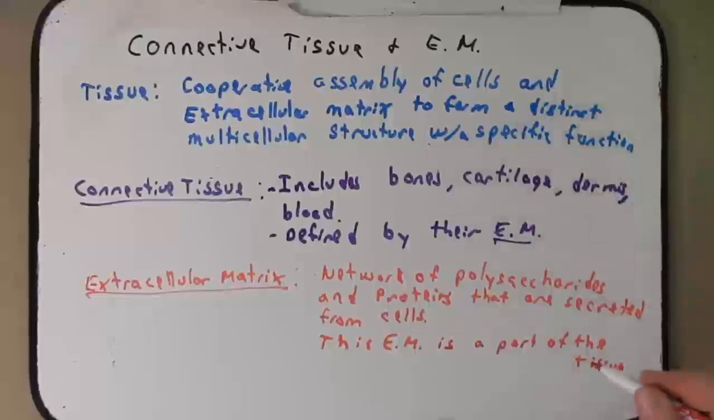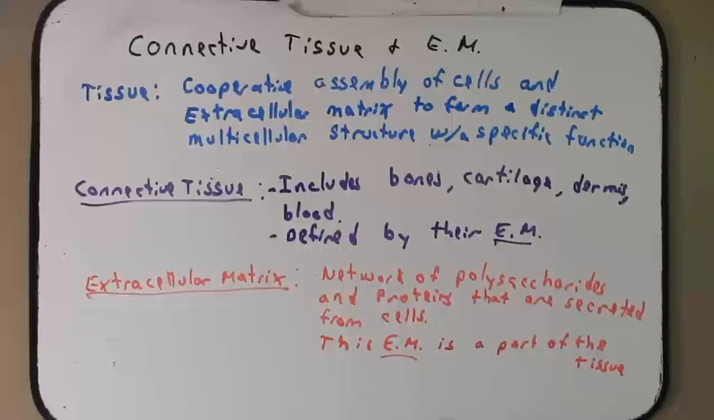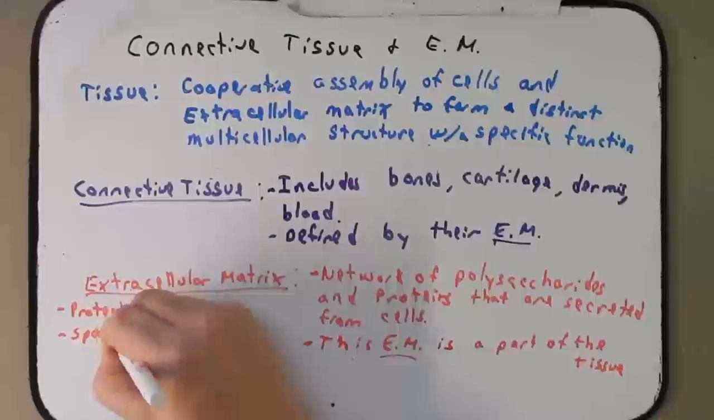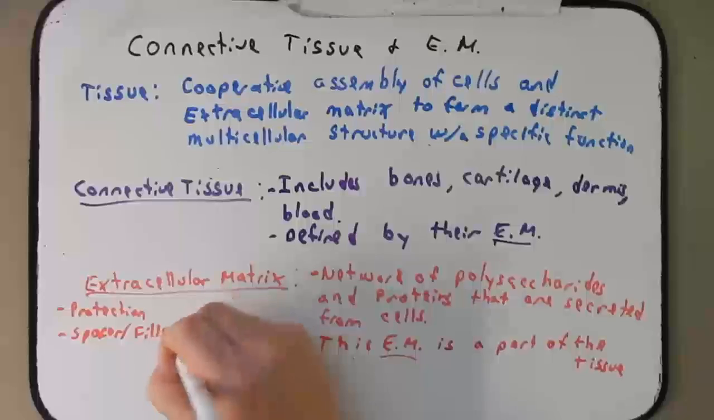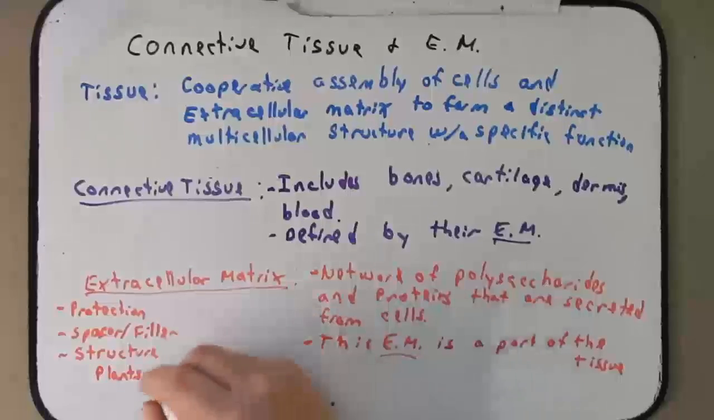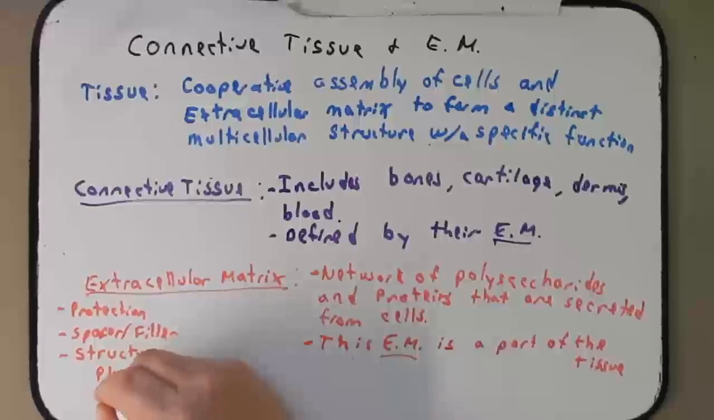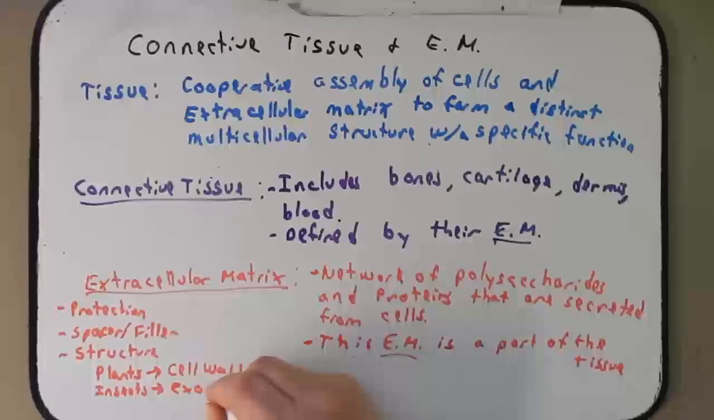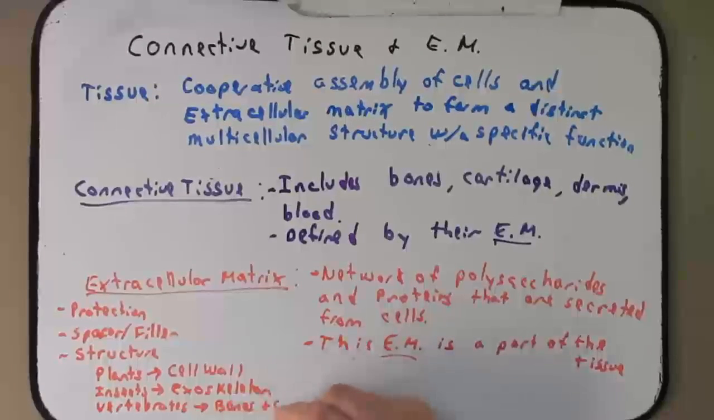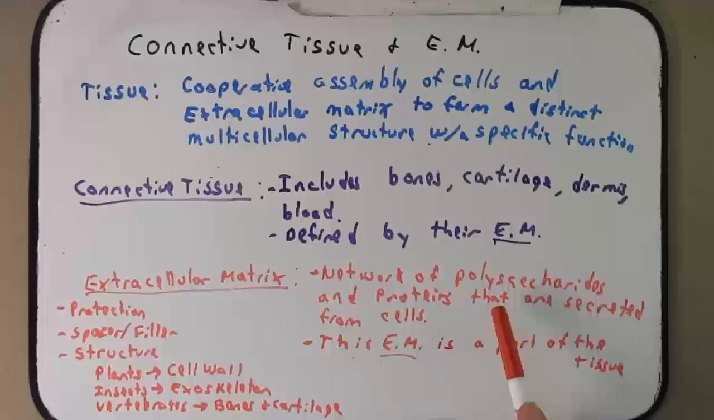This extracellular matrix is a part of the tissue. I said that up here when I defined tissue, but I think it's important to remind ourselves that the extracellular matrix is not a substance distinct from the tissue. It is a part of the tissue. So the function of the extracellular matrix. It's important in protection. We can think of it as a spacer or a filler in between cells. It's very important in structure. In the role of structure, we can think of plants, and this extracellular matrix is what makes up the cell wall. In insects, this makes up the exoskeleton. In vertebrates, it makes up bones and cartilage. And all of this extracellular matrix, as I mentioned in the definition here, are substances secreted from the cell that provides these functions for that tissue.